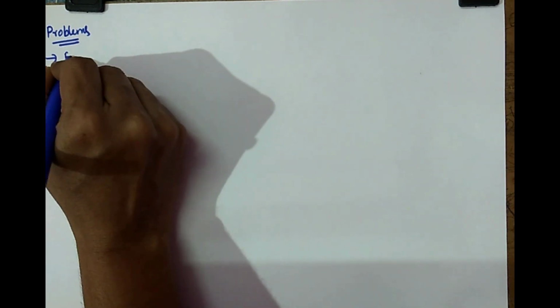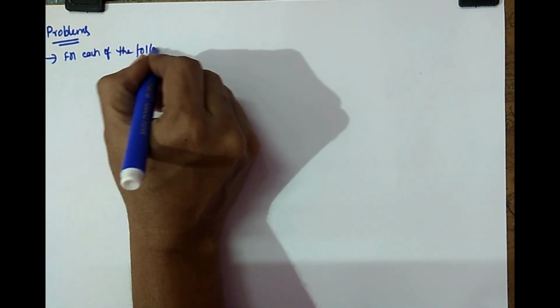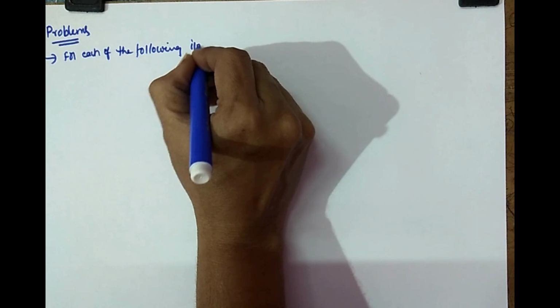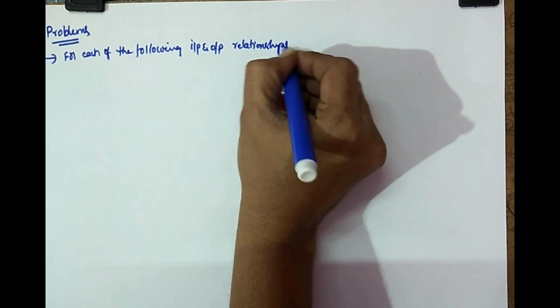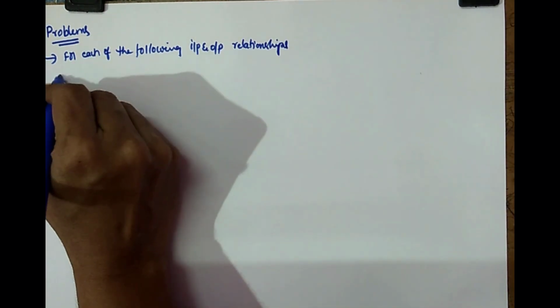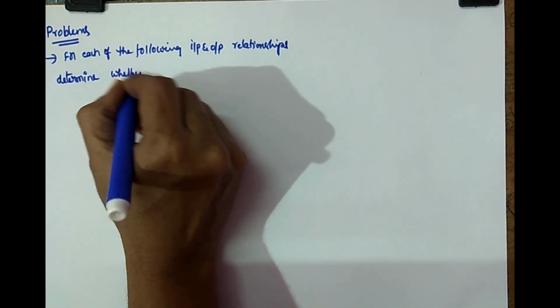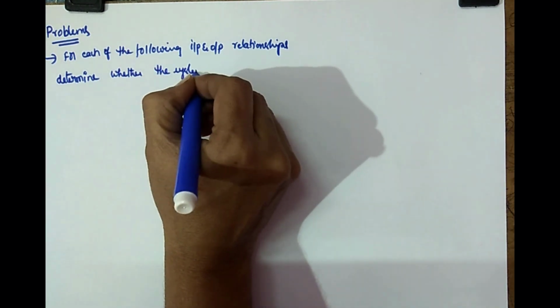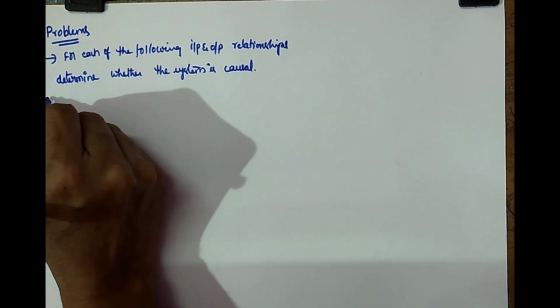We'll see some problems. The question is, for each of the following input and output relationships, determine whether the system is causal. Okay, now let us see the first question.